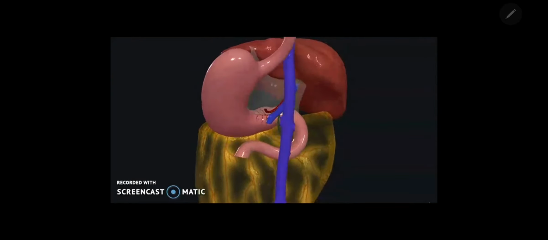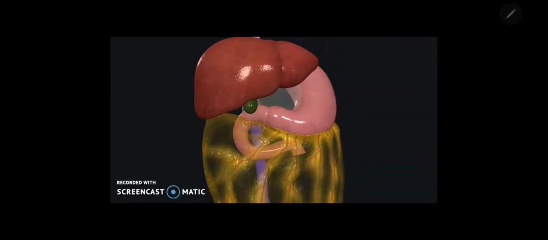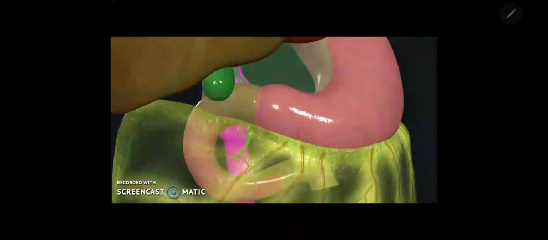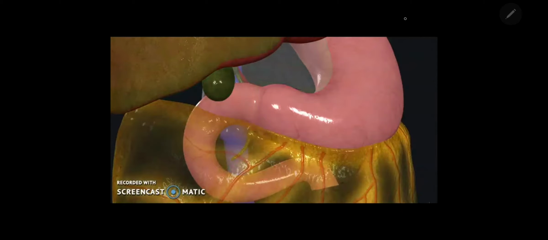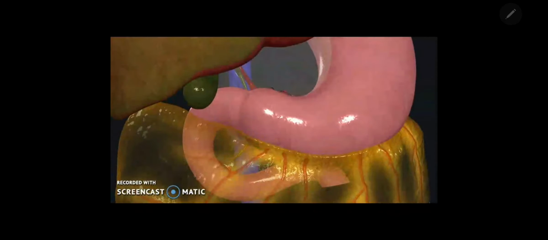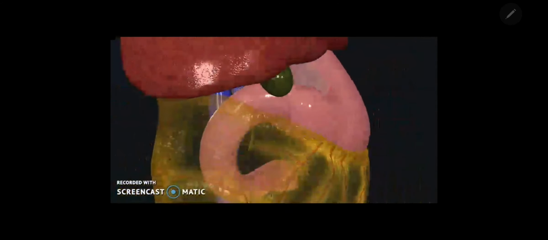And coming to the posterior relations, here you can see along the lower border it is attached to the greater omentum, and above to the lesser omentum. So these are the anterior, superior and inferior relations that you are seeing here.